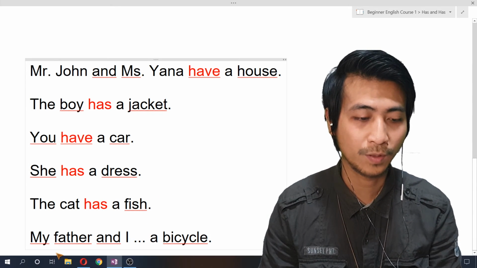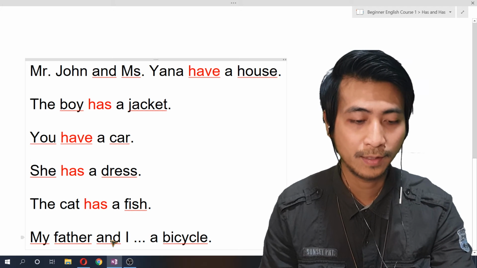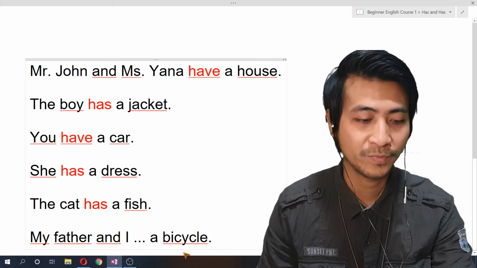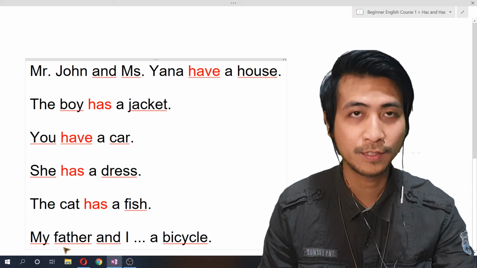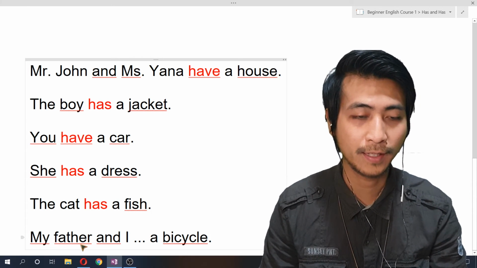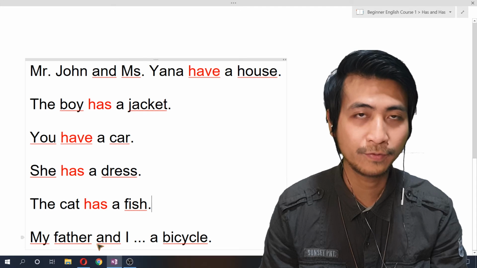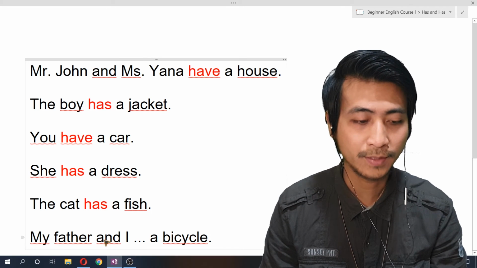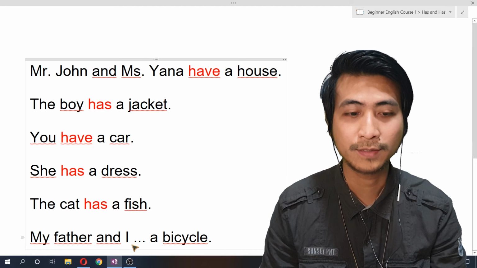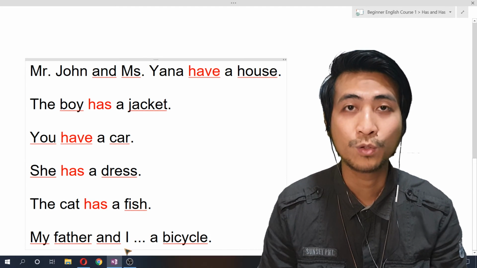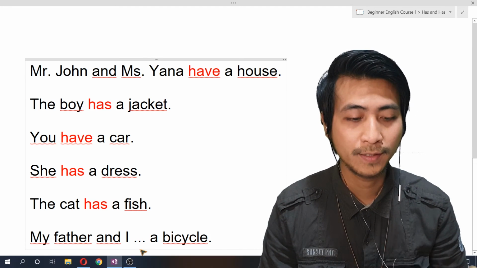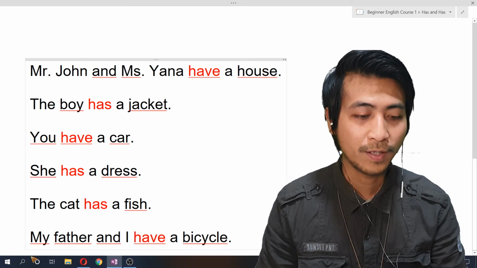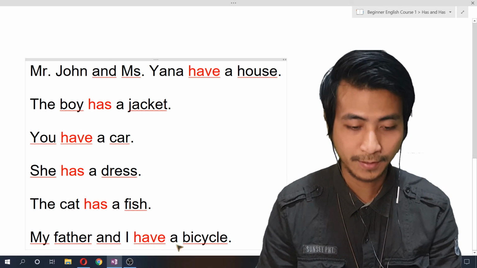Okay, the last one, my father and I blank a bicycle. If we look here, there are two subjects, my father and I. But it's not the subject they; my father and I is like the subject we. We have a bicycle. My father and I have a bicycle.